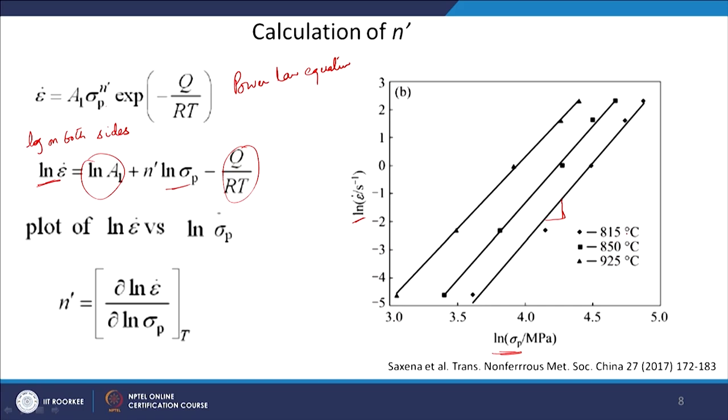So basically how have we got this data? At 815 degrees Celsius you have deformed the material at different strain rates, 3-4 strain rates for example, and from there you have got these 4 or 5 data points. Then again at 850 degrees Celsius we have deformed for 5 strain rates, so 1, 2, 3, 4, 5, again 5 data points, and so on. For each strain rate, the stress is measured. You take the logarithm of strain rate and the logarithm of sigma p, and that will give you these 3 straight lines. More or less these are parallel, which means there is no change in the deformation behavior at these 3 temperatures. So I can take the slope of these curves as n prime. This is how I am going to get the n prime for my constitutive equation.